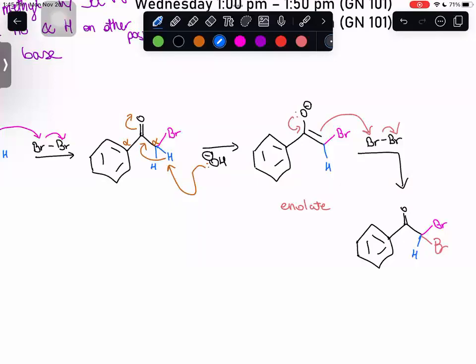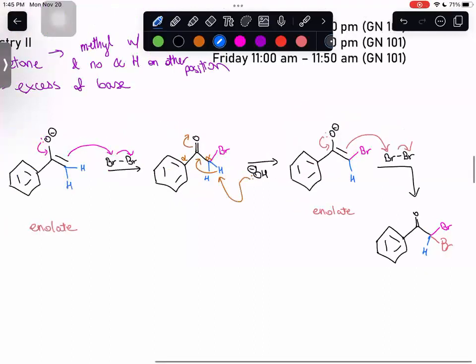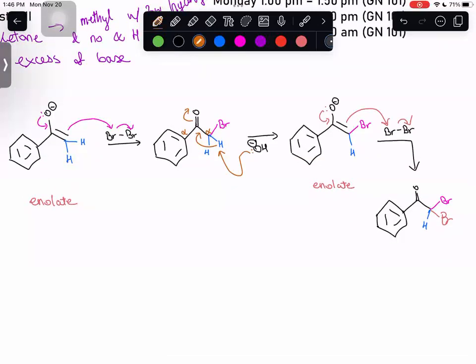But I think the answer there would basically be an enolate with three bromines, pretty much. That's basically it. Not quite. It's not as simple as that. Okay, so let's see. Let's just repeat the same process.